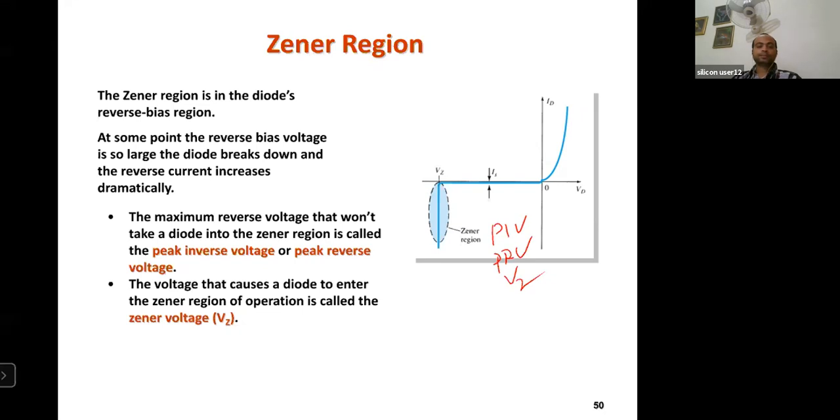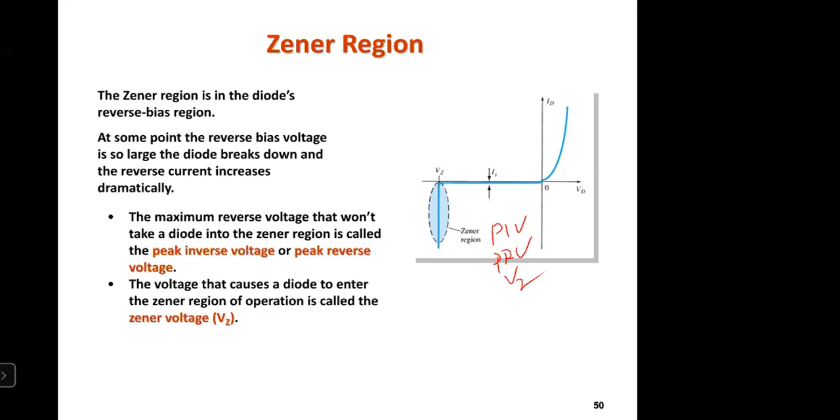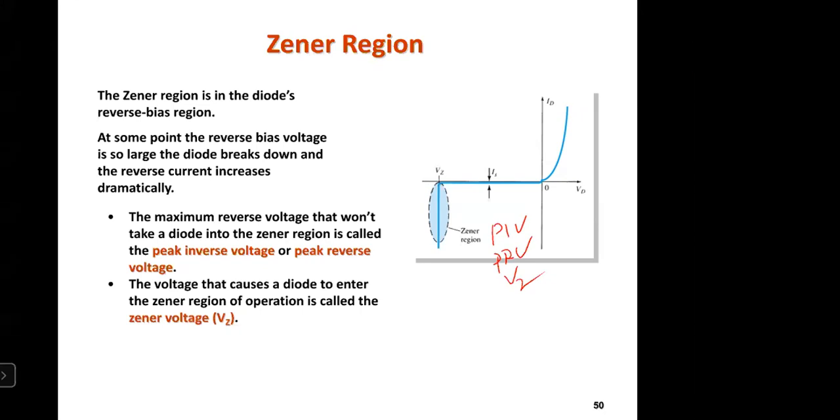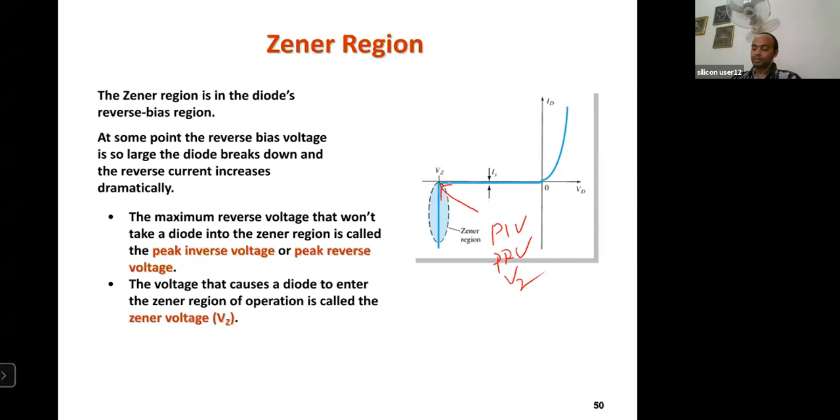Okay. Then, is there any difference between breakdown voltage and peak inverse voltage? No, it is the same thing, just this point, nothing else. These are just different notations. Peak inverse voltage is sometimes called PRV, and sometimes called VZ, the Zener voltage.